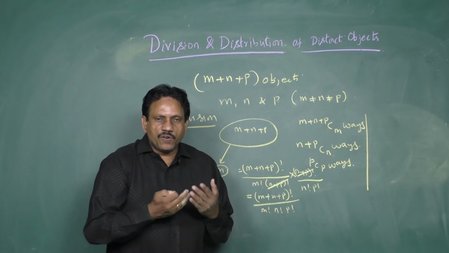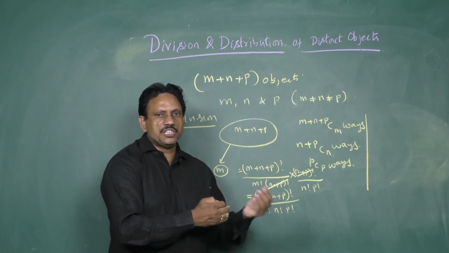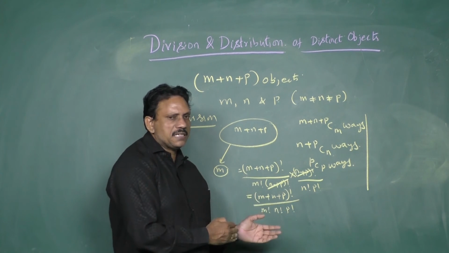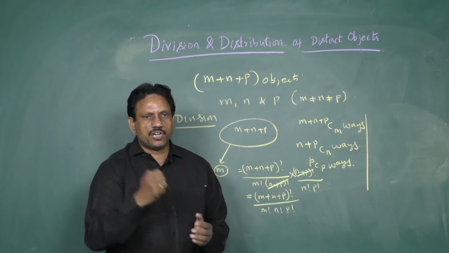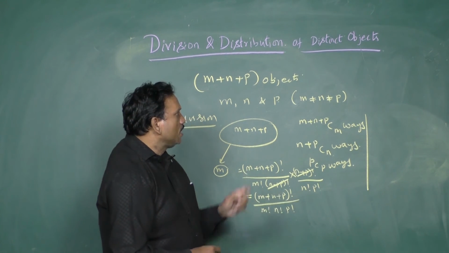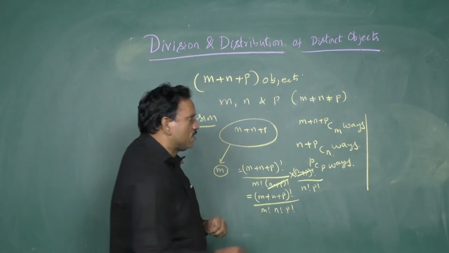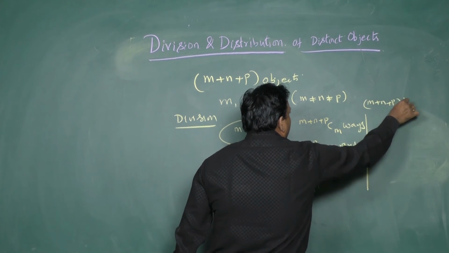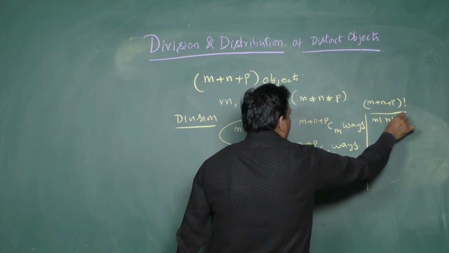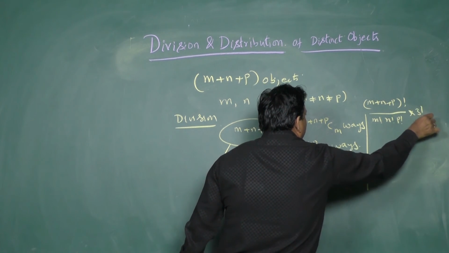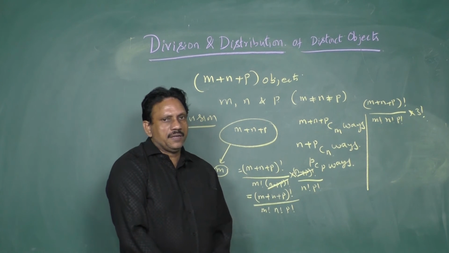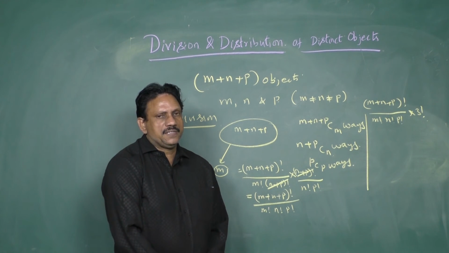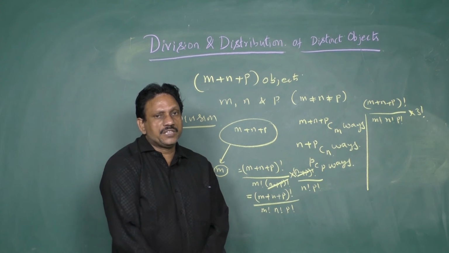After dividing, now we want to distribute these three packets to three persons. We took 3 here as an example. So 3 packets can be distributed among 3 persons in 3 factorial ways. So the total number of ways of division and distribution of 3 packets is M plus N plus P whole factorial by M factorial, N factorial, P factorial into 3 factorial. So this is the number of ways of dividing and distributing 3 different sizes of objects among 3 persons.